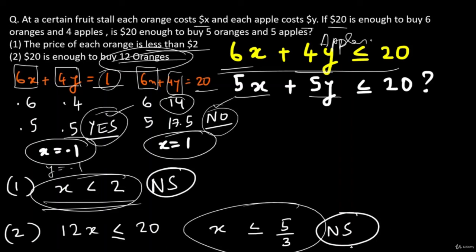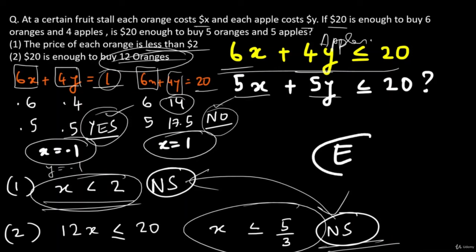Therefore, statement 2 alone is also not sufficient, and statement 1 and 2 together also do not add any value, right? They don't give me any extra value, right? Therefore, statement 1 and 2 together is also not sufficient, and the correct answer to this question is option E. That is, you cannot solve it even by using both the pieces of information together.